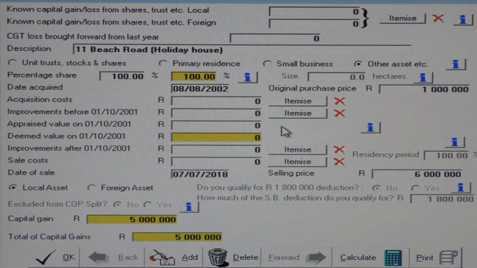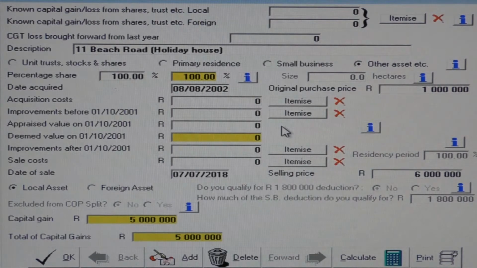Looking at this first very simple example, we can see that we bought this holiday house for 1 million and sold it for 6 million, so we made a profit of 5 million. The profit that SARS wants you to enter on the RTR 12 as code 4250 is the 5 million. SARS will apply any community of property splits, annual exclusions and inclusion rates.